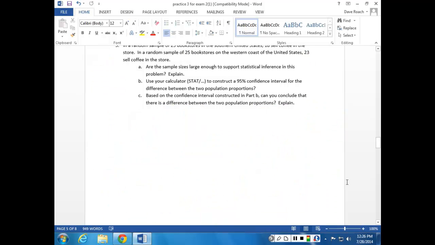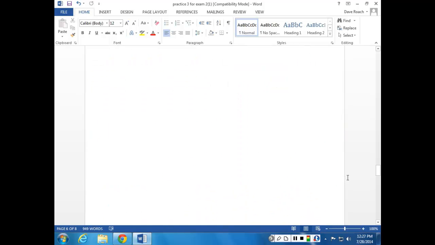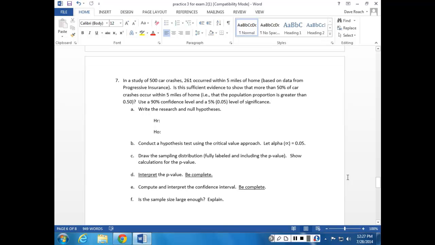Okay, we're running out of time today. Not going to have number 6 on this one, the sample sizes. I'm just going to quickly say what kind of problem. Okay, number 7. In this one, we have 500 car crashes, 261 within there, and we want to know if more than 50%, which is the same thing as saying the population proportion greater than 0.5.